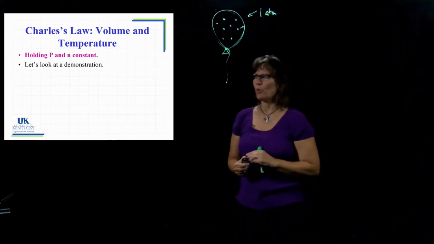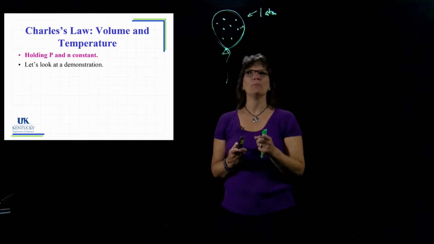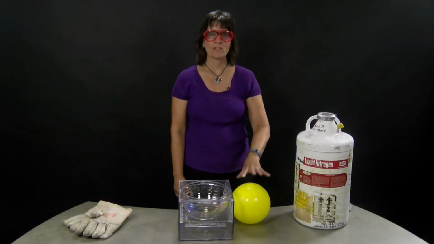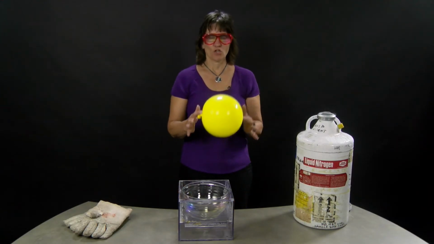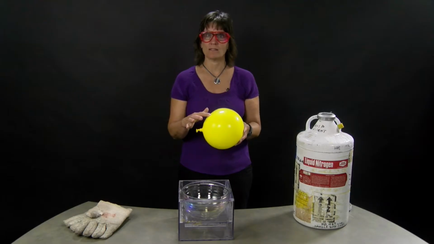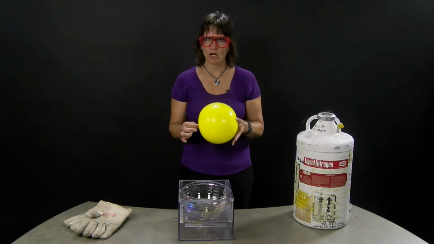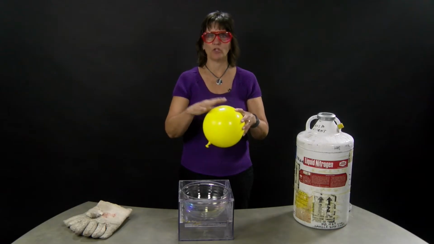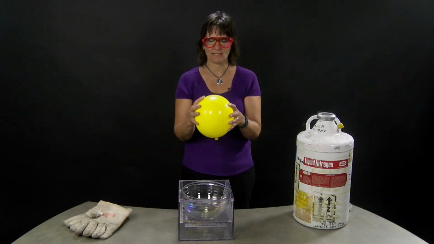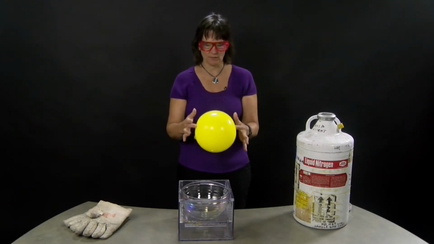Okay, so what we're going to do is look at a demonstration at this point and see how temperature will affect the volume. Okay, so we're ready to demonstrate Charles's law. And in Charles's law, we have to have the number of moles remaining constant. So I have a tied off balloon. And we need to keep the pressure constant. We know that whatever's inside the balloon is stretching and contracting to maintain the same pressure as outside. And right now it's at room temperature, which is around 25 degrees Celsius.